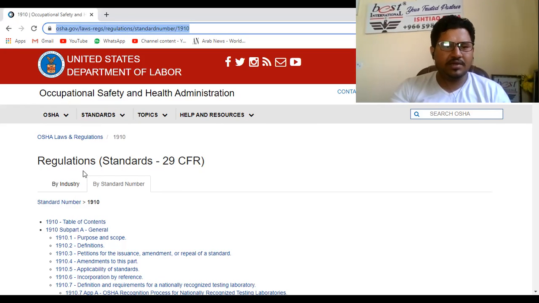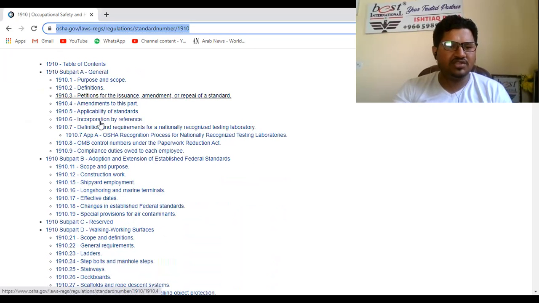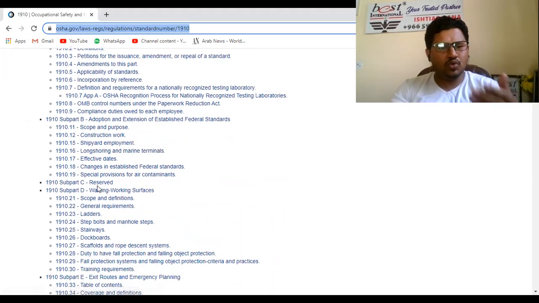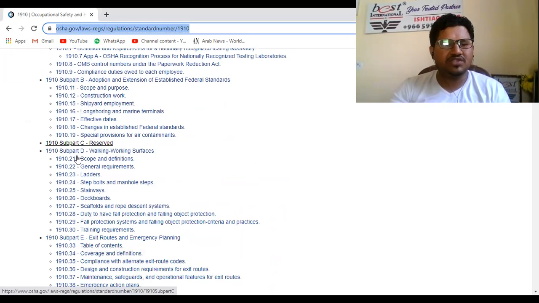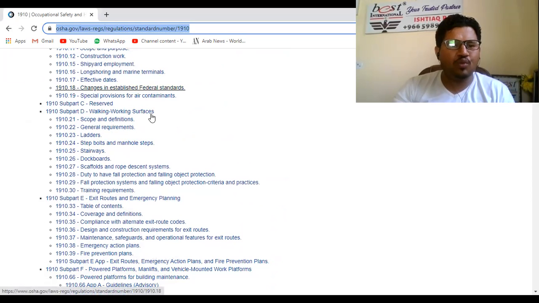But see this regulation, standard 29 CFR, which we covered during our OSHA 30 hours training. Now this is Subpart A, which is all about general definitions. Subpart B is adoption and extension of established federal standards, scope, like construction, shipyard, employment, so you can find out. Subpart C is reserved, Subpart D is walking-working surfaces, which we discussed. So the real training starts from Subpart D. But above that, of course, it will give you some idea what kind of changes are there in federal standards.